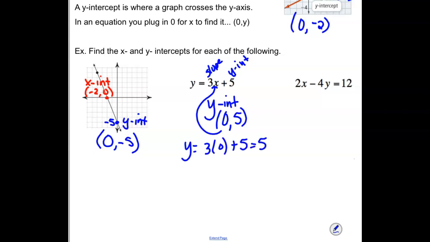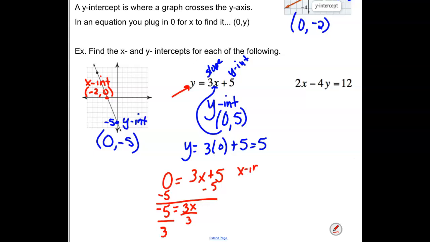Our x-intercept is the value we get when y is 0. So now I have to plug a 0 in for that, for my y-coordinate, and solve for x. Solving for x, I would subtract a 5 first. So I have negative 5 equals 3x, and then dividing out the 3, my x-intercept is going to be negative 5/3.